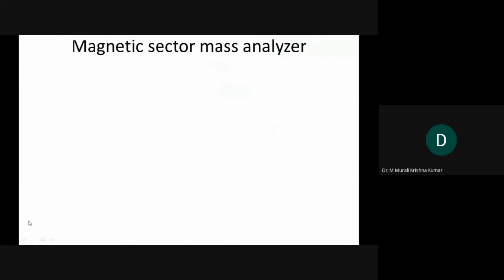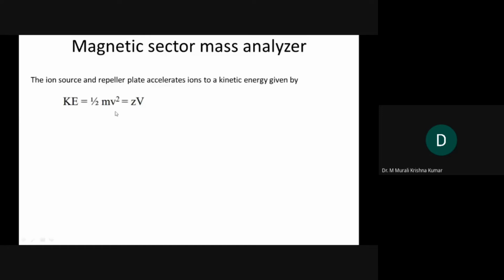Then in the magnetic sector mass analyzer, as I told you, the first thing that happens is that in the ion source, ions are generated, ions are subjected to acceleration, and that gives kinetic energy to the molecule. Kinetic energy is a simple formula, half mv square. Half mv square is Newtonian physics, because you take the mass and velocity of a particle. When you consider the charge and voltage difference, because that is the energy provided, zV will come.